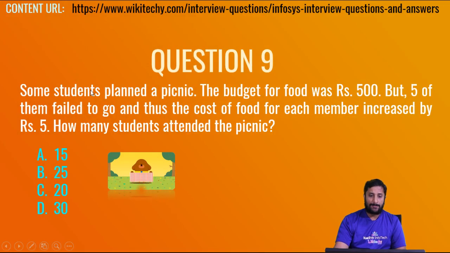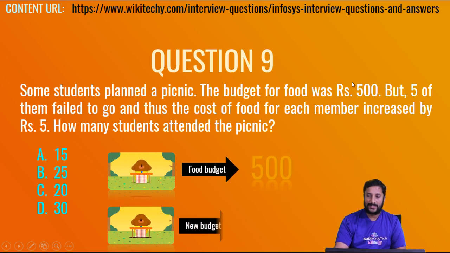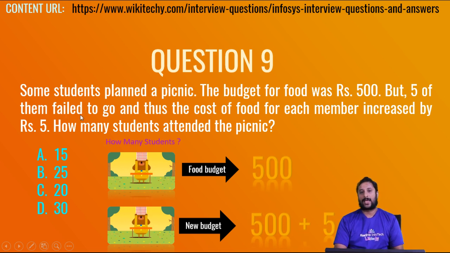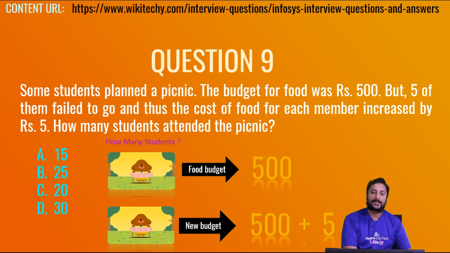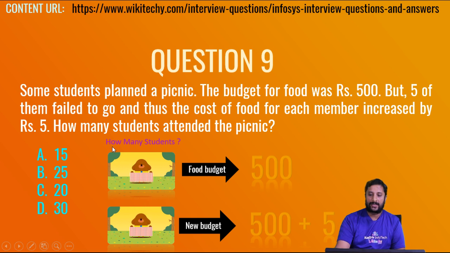Some students planned a picnic. The budget for the food was ₹500, but 5 of them failed to go. In that case, 5 people didn't come for the picnic, and the cost of the food increased by ₹5. So the food budget is ₹500, but the new budget is 500 plus 5, almost 505. How many students attend the picnic? That's the question. Let's solve it.